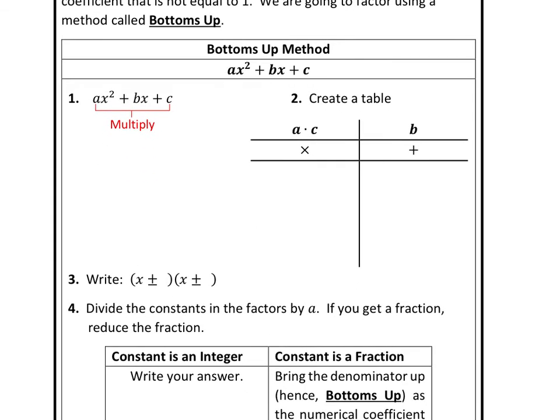So the steps are the following. It's pretty much the same idea as what we did last class. We're going to multiply the first and the last number, a times c, and we're looking to find two numbers that multiply to give you a times c, and those two numbers need to add to give you the middle number. So we're starting it off the same way.